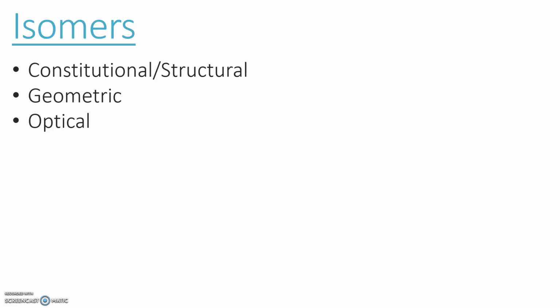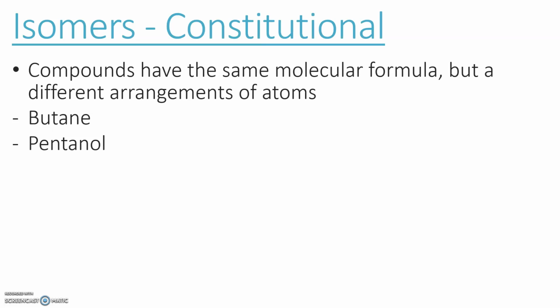Isomers, important. Okay, there are 3 types: constitutional or structural, geometric, and optical. Constitutional or structural is the most basic, where the compounds have the same atoms, the same molecular formula, but a different arrangement of those.